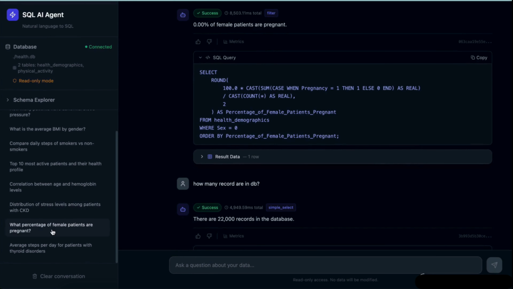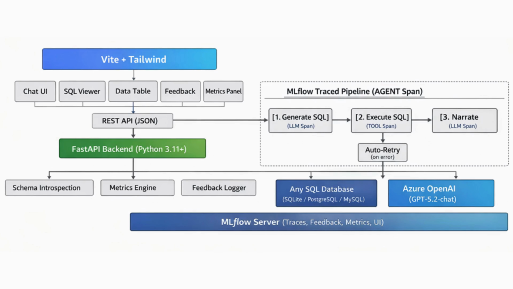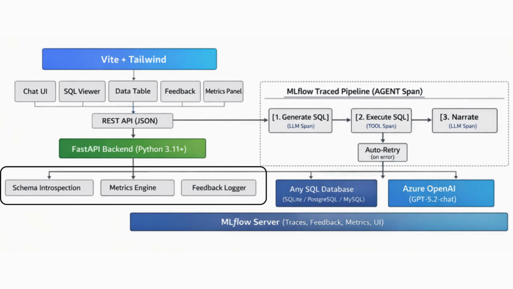Now that we've seen the demo, let's understand how this system works behind the scenes. First, we have the front end, built using Vite and Tailwind. This is where the user interacts using chat, viewing SQL queries, seeing data, and checking metrics. Next, the request goes through a REST API. Then it reaches the backend, which is built using Python and FastAPI. Here, the system understands the database schema, calculates metrics, and logs feedback.